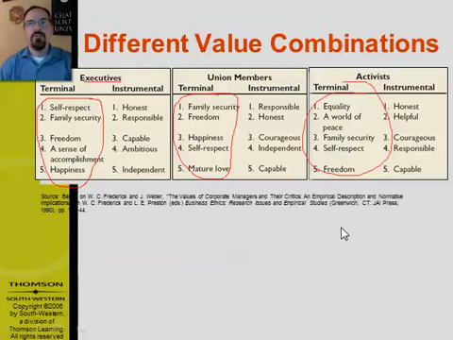Now, what are their instrumental values to get there? Honest, responsible, capable, ambitious, independent. Responsible, honest, courageous, independent, capable. Similar. Honest, helpful, courageous, responsible, capable.